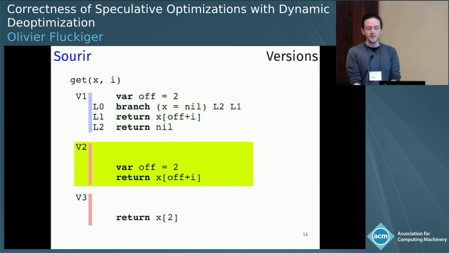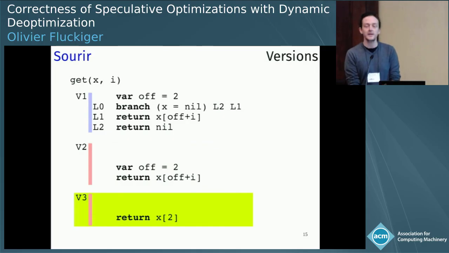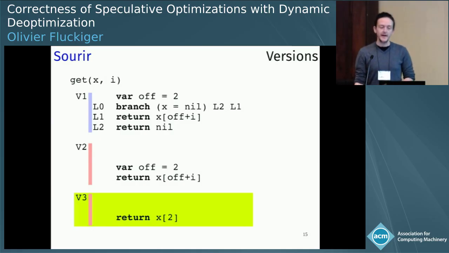Okay. Then I have a second version of this function. In this version, I assume that the array is not nil. So I can directly access it. And I have a third version of that function. And here I assume that the user wanted to get index 0. So those are versions. Now, of course, version 2 and version 3 here are not actually correct. It's not correct to invoke them with any argument.